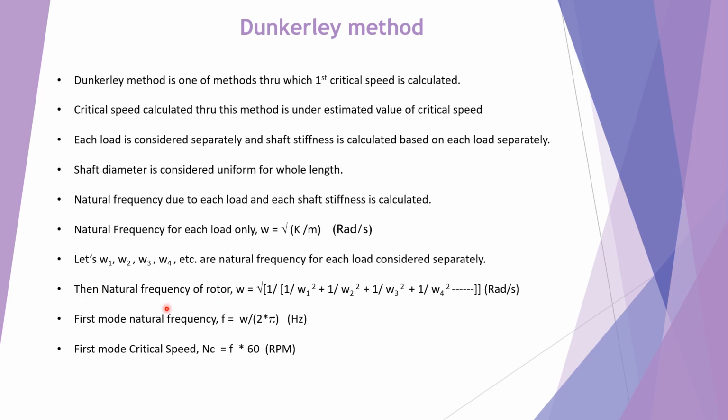Using this method, we can calculate this. Once this is done, the natural frequency Wf is equal to W upon 2 pi, which will give you hertz. And from the RPM point of view, if you want to find the critical speed in RPM, you have to multiply by 60. So F into 60 is the critical speed in RPM.